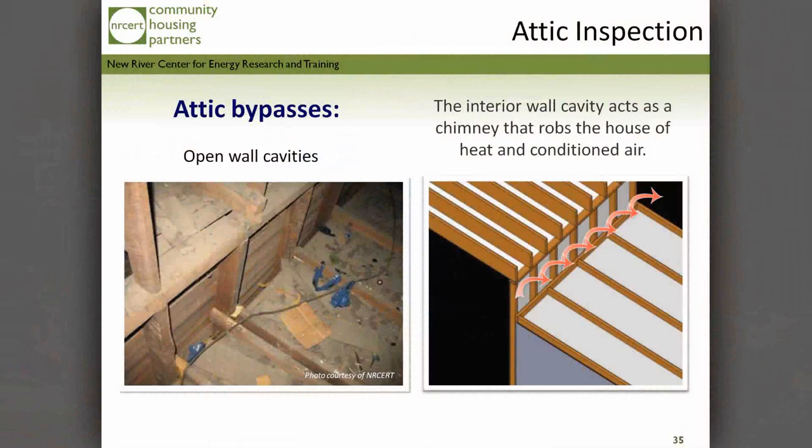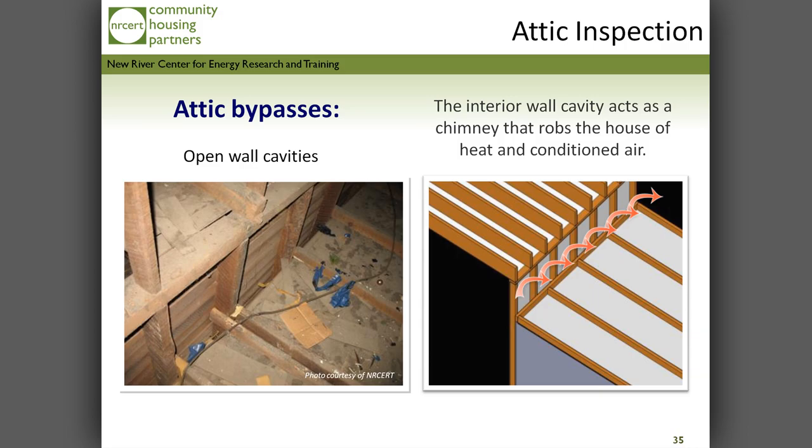So here's an example of what that would look like. We've got two different ceiling heights here, and look, you just have gigantic bypasses. It's like having a balloon frame wall right in the center of your house. There we go. You can see the arrows, the heat coming out the top.